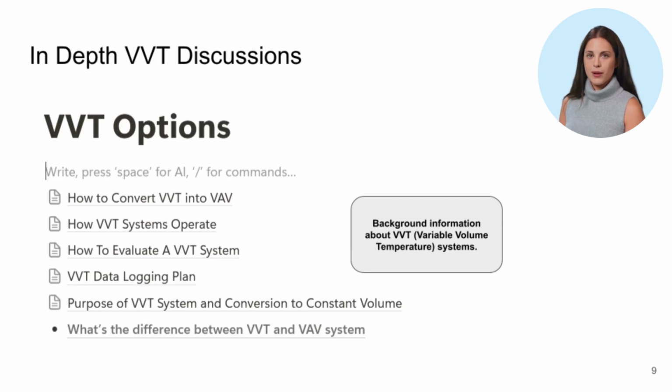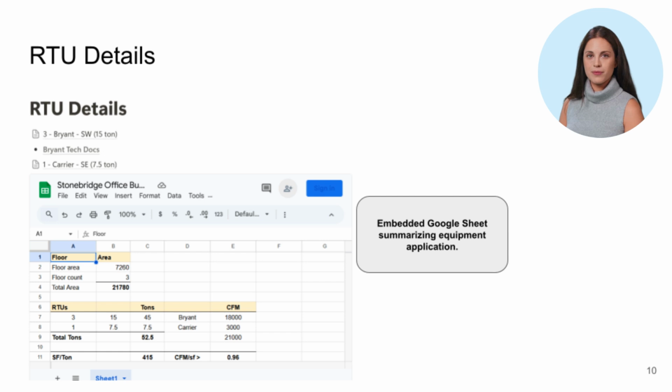Here we dive deeper into VVT systems, providing additional engineering context. Understanding modulation, damper control, and space temperature response is essential for diagnosing VVT behavior. This slide links to a Google Sheet that contains rooftop unit application data. The sheet includes configuration details, capacity, and control strategy references.